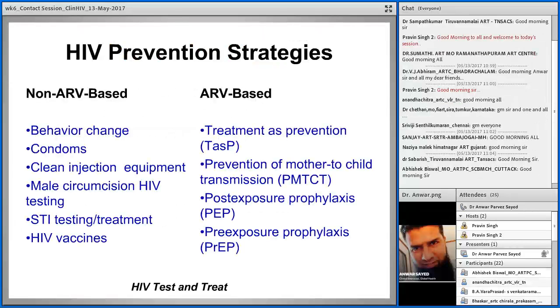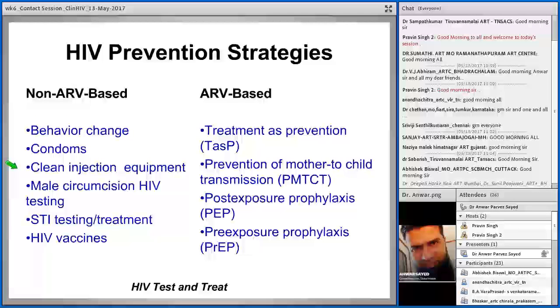So let's start with the session content. There are 2 major HIV prevention strategies, if we want to categorize them under 2 heads: ARV based and non-ARV based. For non-ARV based, we have behavior change communication, which means if someone has high-risk behavior for acquiring HIV infection, we can work on those behaviors and reduce the risk of HIV transmission. For example, if someone is not using condoms and has multiple sex partners, then we can change that to a safe sex behavior where the person uses condoms when having sex.